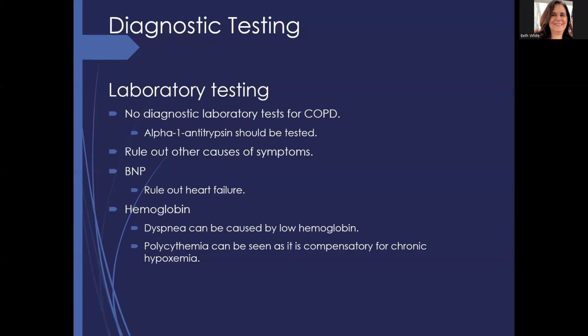You should have laboratory testing to rule out other causes of the symptoms. If you have a BNP, it'll help rule out heart failure, and then a CBC to check hemoglobin. Okay, so dyspnea can be caused by low hemoglobin. However, you will not have the increased sputum production. Polycythemia can be seen as it's compensatory for chronic hypoxemia. So again, diagnostic testing has to be run to rule out other diagnoses.